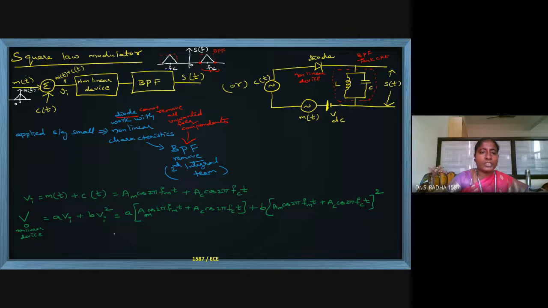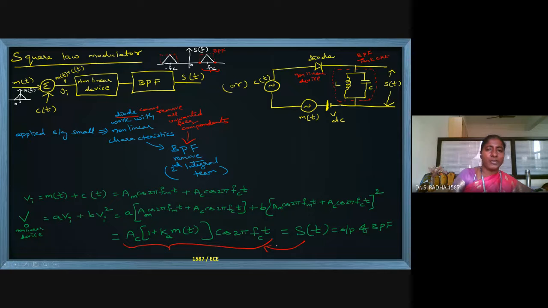So finally, on simplification, what we get is Ac times 1 plus Ka m of t, cos 2 pi fc t, and this is nothing but S of t, the final output of the band pass filter. The band pass filter will remove all the higher frequency components. We are already familiar with the equation of AM, Ac into 1 plus Ka m of t, cos 2 pi fc t. This is the output we get at the band pass filter. This is how the square law modulator works.